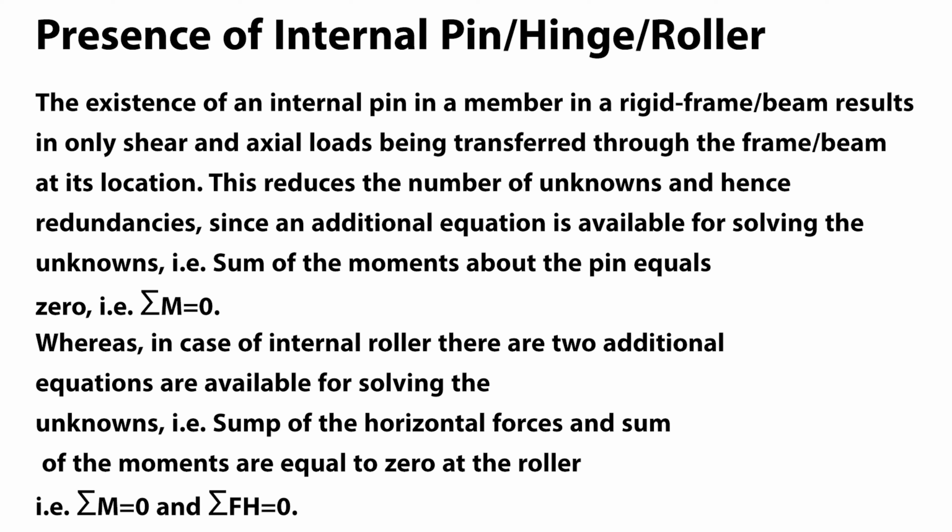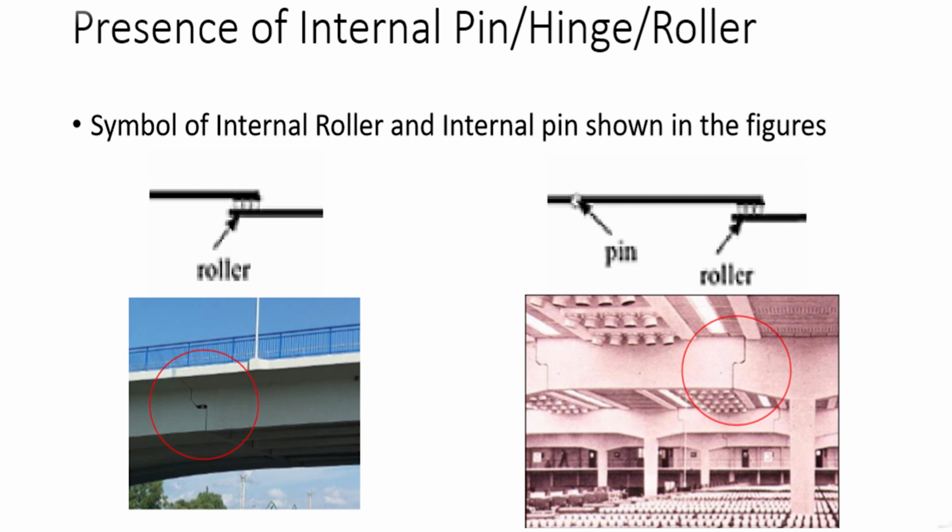What are these two equations? Summation M, meaning moment, is equal to 0 at that point, and summation forces FX, or FH, horizontal forces, or forces along the x-axis, is equal to 0. As you can see in these pictures, there is a roller support and there is a pin support at that point, at that circle. So the symbols of the internal roller and internal pin are shown in the diagram.